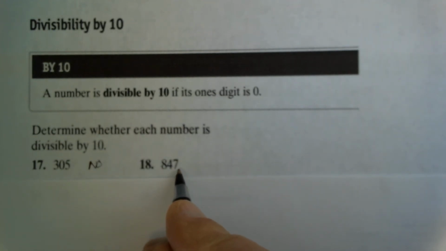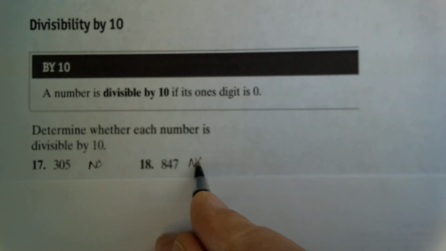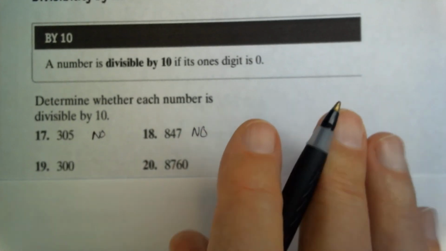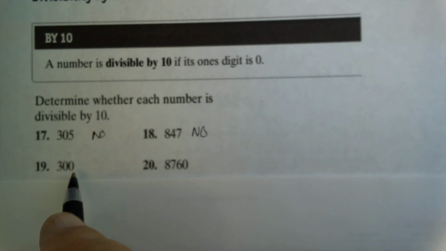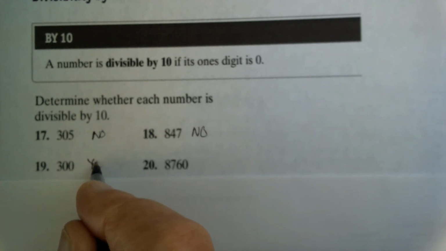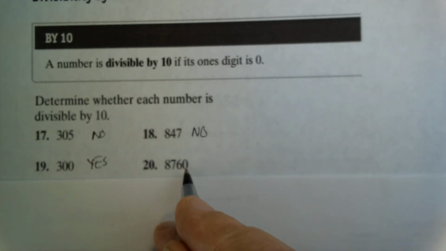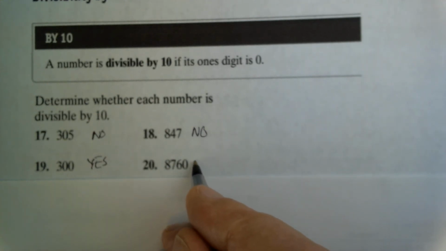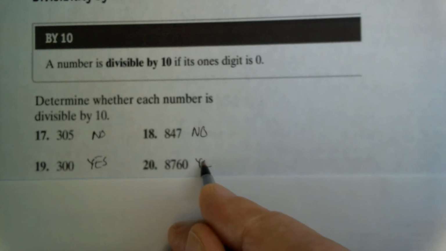In exercise 18, 847, the ones digit is a 7, and so that means the number is not divisible by 10, because unless it's a 0, it's not divisible by 10. Now we look at exercise 19. The number is 300. The ones digit is a 0, so that tells us the number is divisible by 10. Similarly, number 20, the ones digit is a 0, and so that tells us that the number itself is divisible by 10.